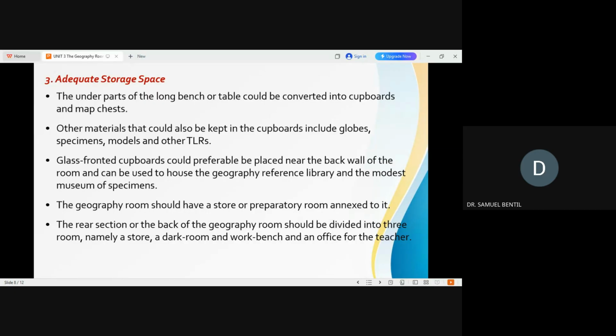And the one I talked about, the dark room and the bench room, can also be used for model making and even for presentation as well. Because normally when you are doing a projection, you need a room that is a bit dark to get a clear picture. Normally when you are doing a PowerPoint projection or videos in an open area, it affects the quality of the visuals.